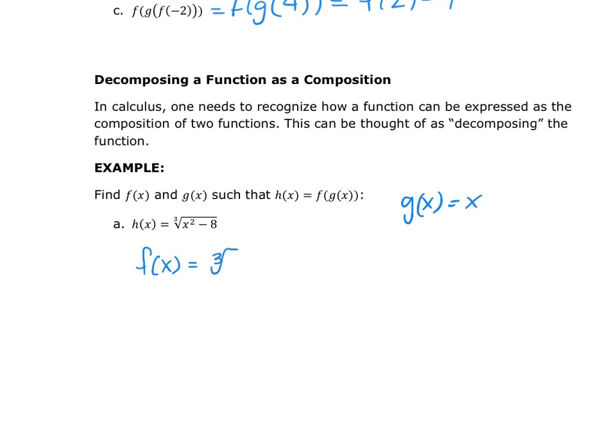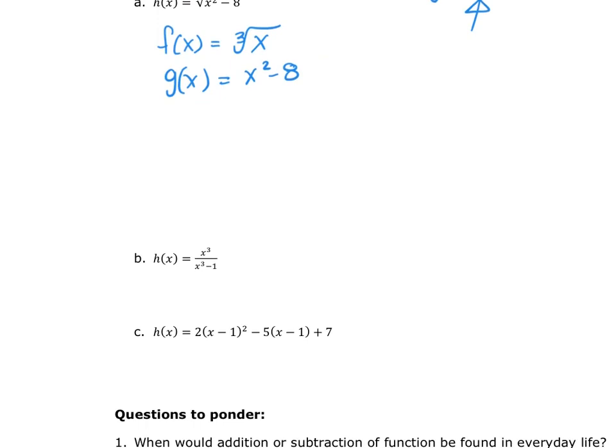So if your outer function is the cube root of x, that means your inner function must have been the x squared minus 8. So that is the trivial one, and we're not going to use the trivial. We have to use non-trivial. So we want to think about what we do in the order of operations. The last thing we would have done would have been the cube root of some number, so that would have been the outside function. The inside function would have been the first things that we would have done. That's the easiest way to think about decomposition of functions.